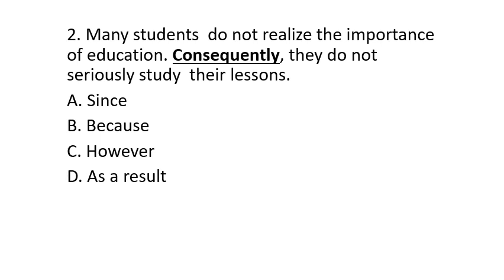Letter A, since. Since indicates a reason or explanation for something, but it doesn't imply a direct consequence. How about letter B, because? Because introduces the cause of something, but it doesn't explicitly show the effect. However, introduces a contrasting idea or a change in direction, which is not the case in this sentence. So therefore, as a result, letter D is the most accurate synonym for consequently in the context.